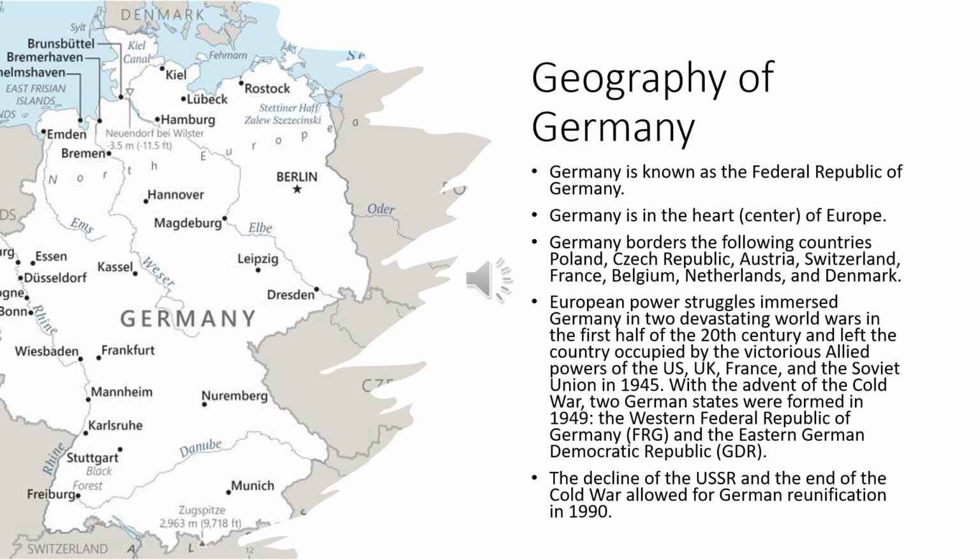With the advent of the Cold War, two German states were formed in 1949: the Western Federal Republic of Germany, the FRG, and the Eastern German Democratic Republic, which is the GDR. The decline of the USSR and the end of the Cold War allowed for German reunification in 1990.